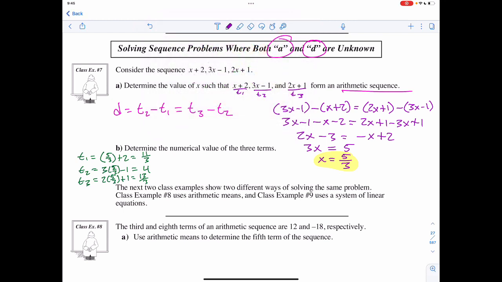So I know that my sequence is going to be 11 over 3, 4, and 13 over 3. Why does that work? Because 4 is actually the same as 12 over 3. So I went from 11 over 3, 12 over 3, 13 over 3, and I'm adding exactly 1/3 each time.